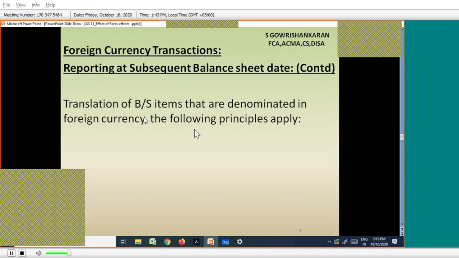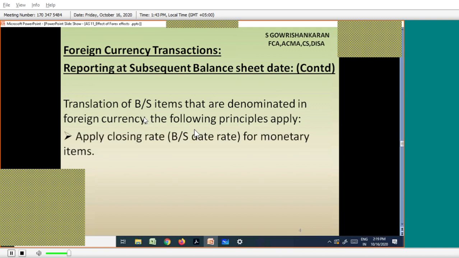I am just explaining in theory actually. Apply closing rate, that is the balance sheet date rate, for monetary items. Monetary item means, while presenting my balance sheet, items which have foreign currency impact are classified into two categories: one is monetary item, another is non-monetary item. For monetary items, while presenting the balance sheet, I have to apply the closing rate. Closing rate means balance sheet date. I am closing the books of account as on 31st March 2020. On that date, whatever exchange rate is available, that rate I have to apply for monetary items alone.